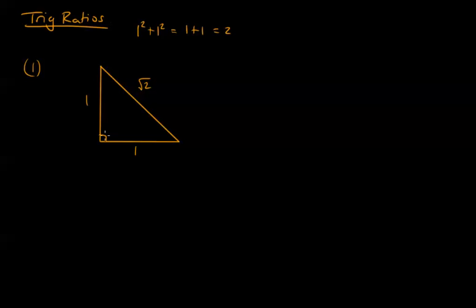Now, what would be the angles here? Well, that's 90, this would have to be 45 because it's an isosceles triangle, and this would have to be 45 as well. But what would they be in radians? Well, this would be pi over 4. We need to use radians because we're mathematicians, we like radians. So that's what it would be in radians, pi over 4.